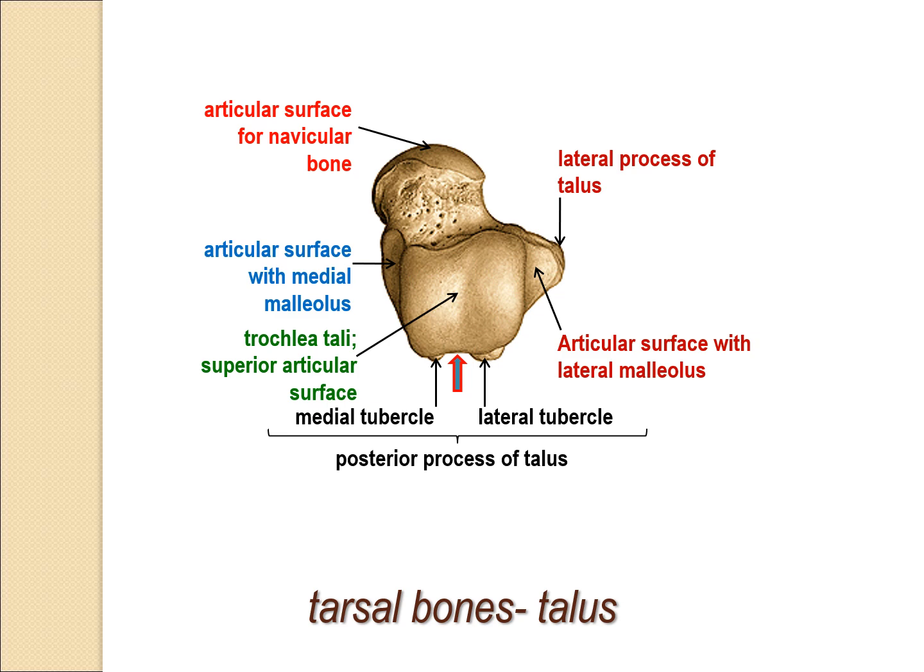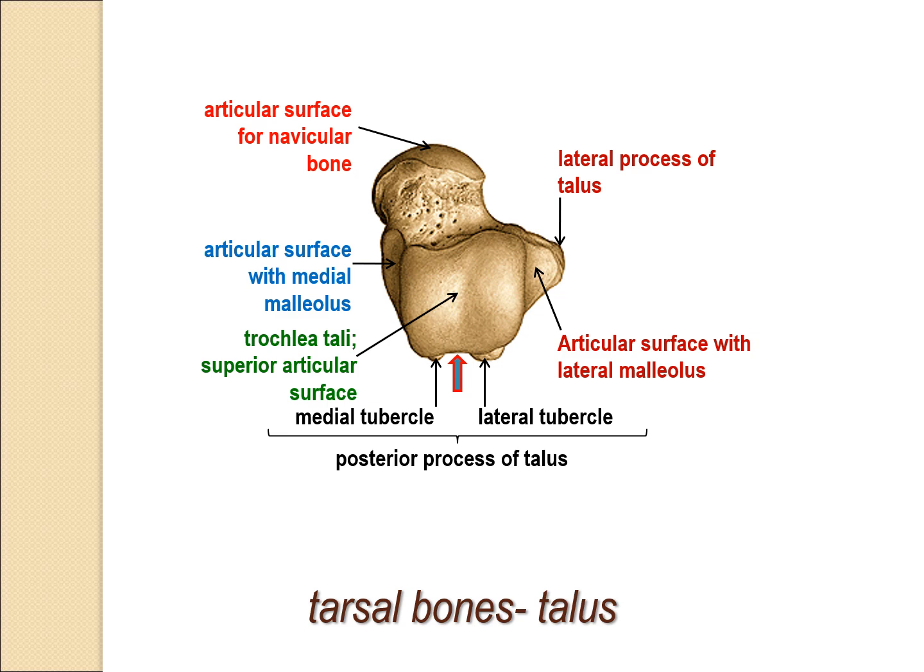At the lateral surface of talus is visible small process named lateral process of talus. At the medial surface of talus is visible articular surface with medial malleolus. This articular surface articulates with articular surface of medial malleolus of tibia. At the anterior surface of talus is visible articular surface for navicular bone. This articular surface articulates with navicular bone.